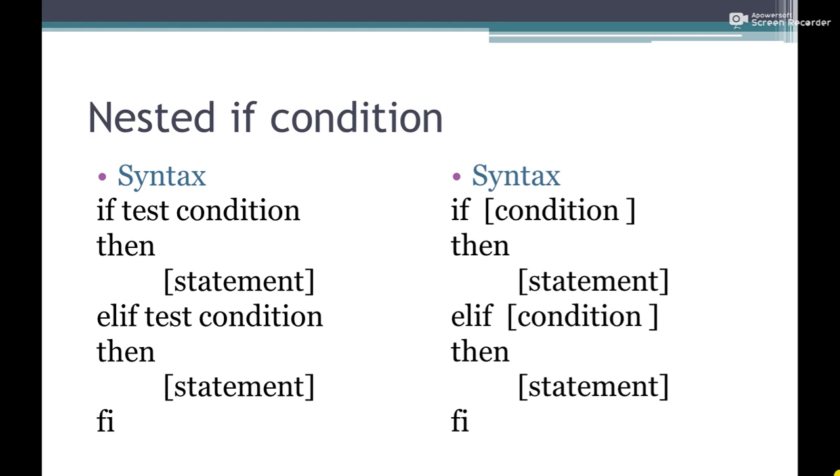Over here I will not mention the else part. So if both conditions get false, it will go into the else part, and then we will close this if in the reverse way, that is fi. So in a similar way, we use the square bracket instead of test.